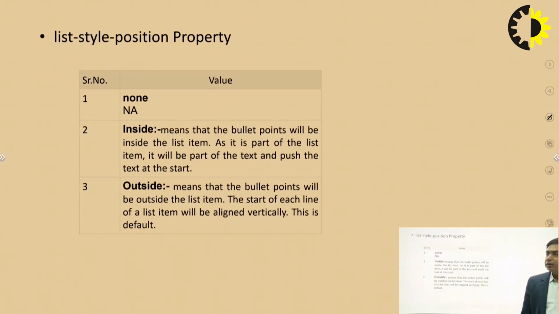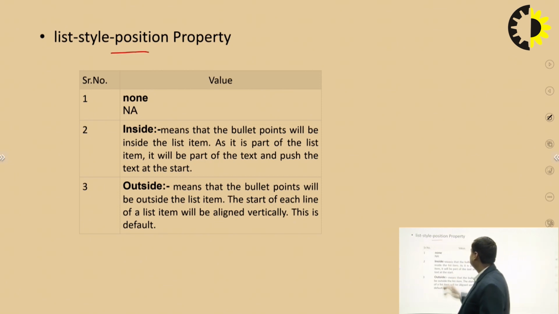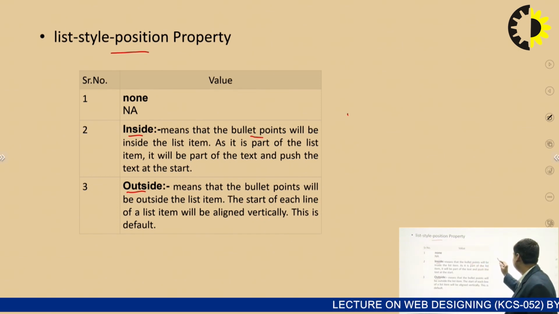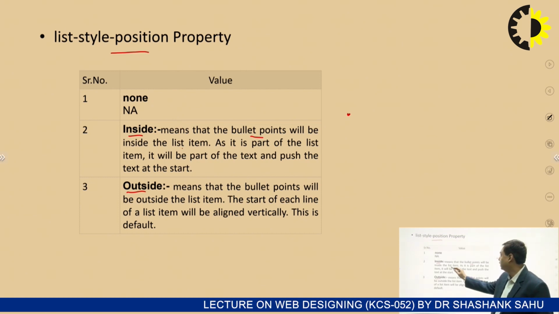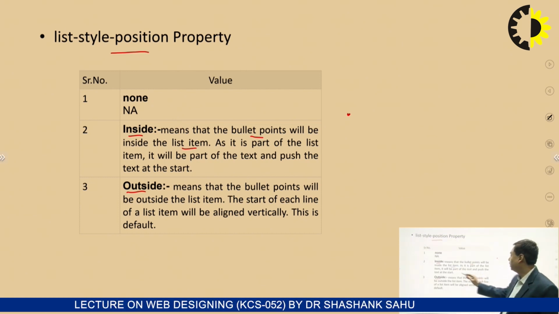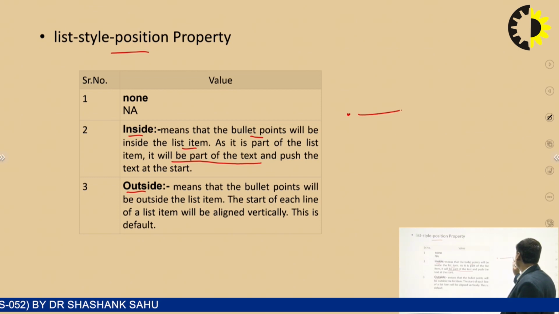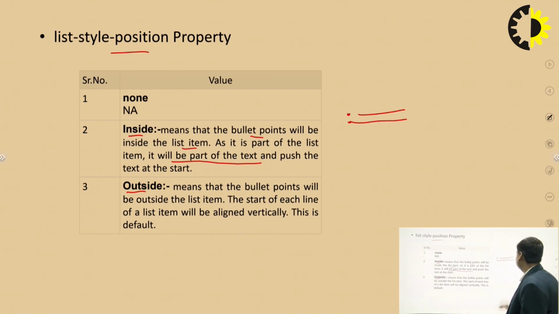The next property in the list tag is list-style-position. It defines the position of the content in the list with respect to the marker. Basically it can take two values, inside as well as outside. In case of inside, the bullet points will be inside the list item. As it is part of the list item, it will be part of the text and push the text at the start. So if you write something here and this is the end of the line, the next line will start just below the bullet, or you can say the marker of the list.